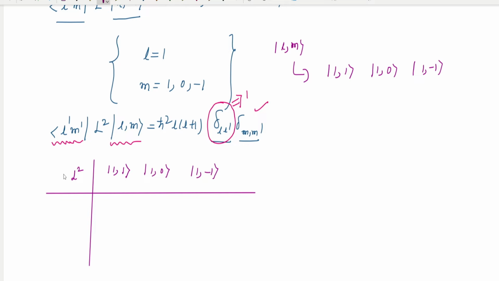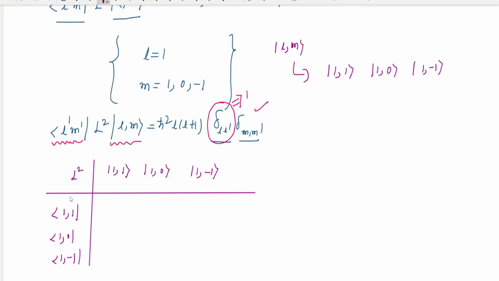What does that mean here? These are the ket vectors, bra vectors. Here, this is 1 comma 1. Okay, these are 1 comma 0, 1 comma minus 1. Okay, these are ket vectors. These are the bra vectors. Ket vectors are represented by column vectors. Then we can multiply these things.